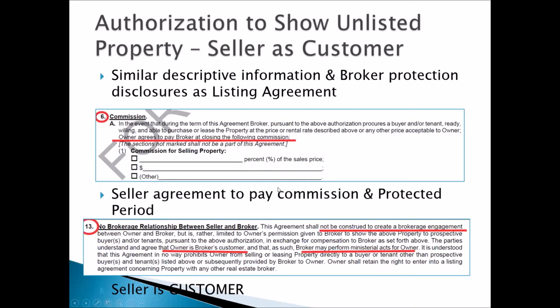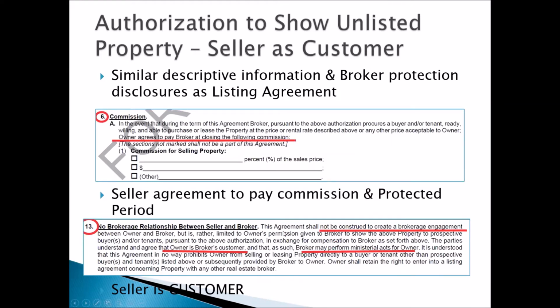And under brokerage relationships, this is the important part. This is where it describes that the seller, the public seller, is a customer.